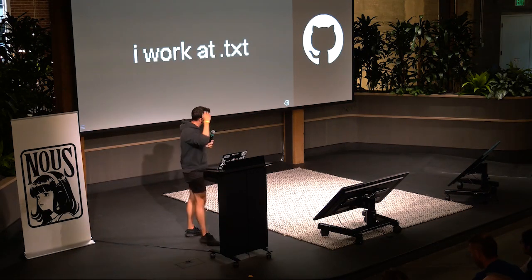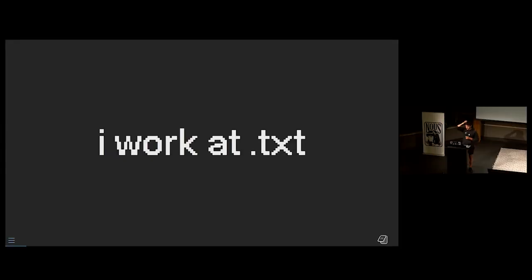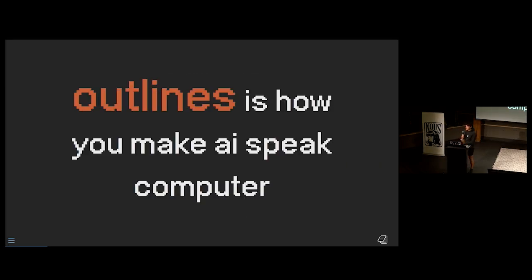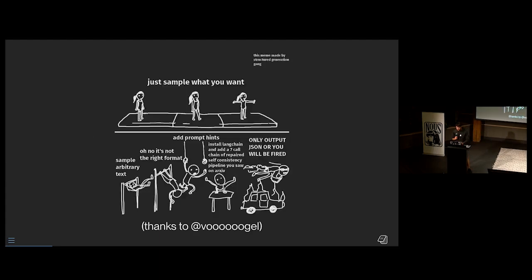But I work at this company called dottxt. There's some disagreement about how to pronounce this, but whatever. It's the file extension. And we make Outlines. Outlines is an open source package that lets you do structured text generation. And structured text generation, and Outlines specifically, is how you make AI speak computer.